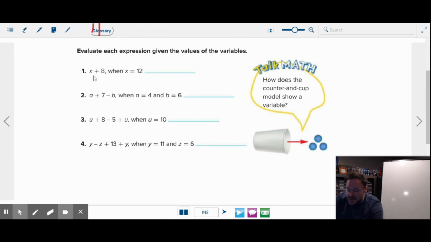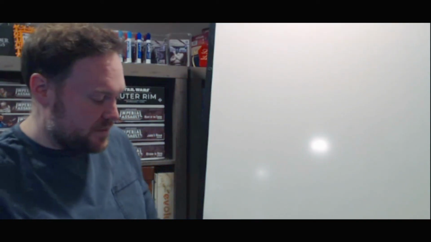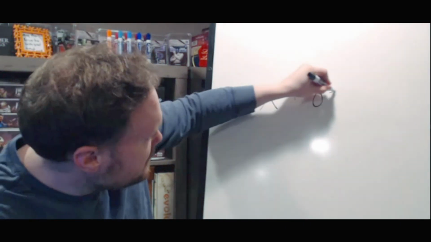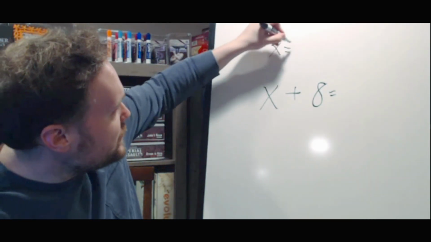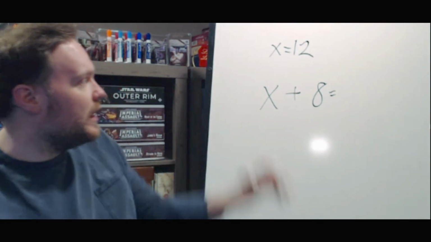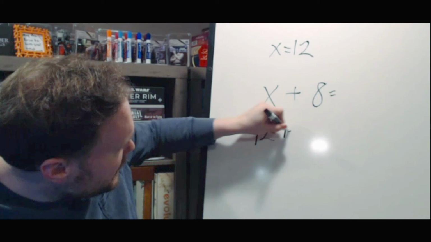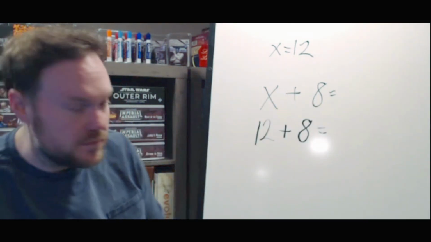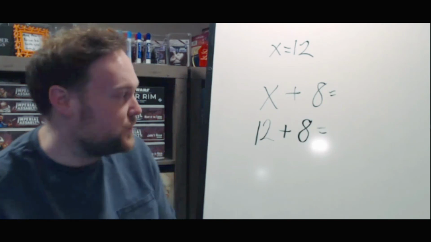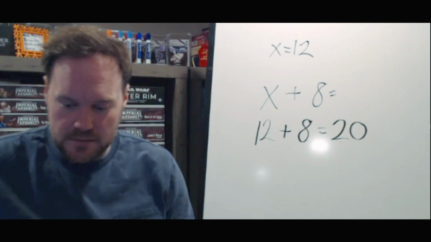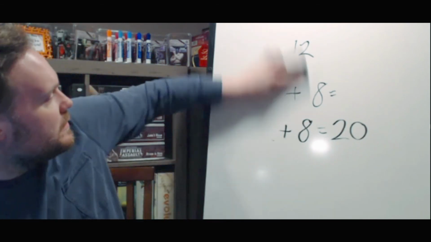So x plus 8 when x equals 12, we're going to go to the big board here. X plus 8 when x equals 12. So x plus 8, and we have x equals 12. Well, ladies and gentlemen, all I have to do is substitute in the 12 for the x, right? So now I have 12 plus 8 equals, yeah, you already knew it. It's 20. Of course it is. It's not so bad, right? Get that written in your book.